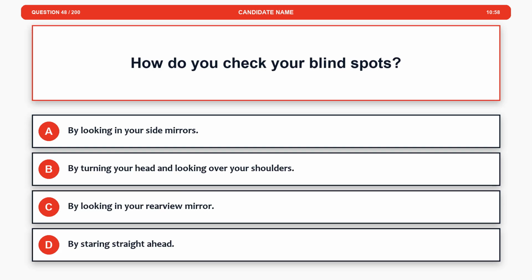Question 48. How do you check your blind spots? Option A, by looking in your side mirrors. Option B, by turning your head and looking over your shoulders. Option C, by looking in your rearview mirror. Option D, by staring straight ahead.